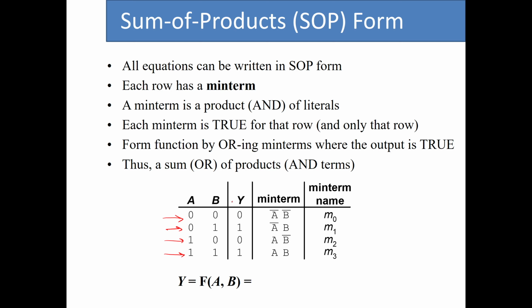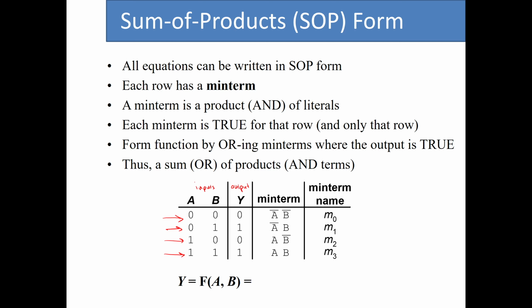So let's take a look at this two input example. We have A and B as the two inputs. We have Y as the single output. And I have extended this table to include the minterm and the minterm name as well. Of course, in practice, we don't usually do this. If you want, you can do it, but it is not necessary. Just by having the combination of all the inputs, you are implying the different minterms that you have.